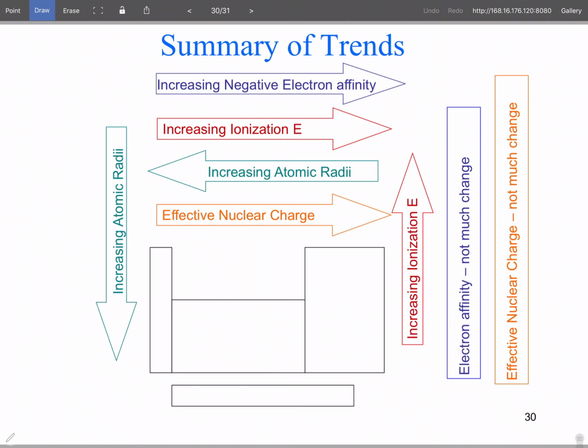Okay, so we're going to summarize all the trends here. We even threw in effective nuclear charge. Here's our increasing atomic radii, our increased ionization energy, negative electron affinity, and these basically have not much change as you go up and down. So we can see these properties as we go. Basically, you're just going to be asked questions about these trends.